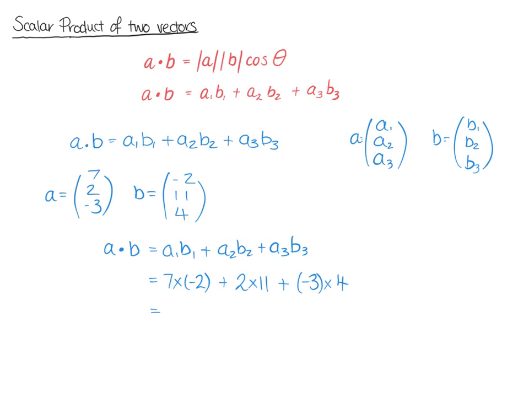So we've got 7 times minus 2, which is minus 14, plus 2 times 11, which is 22, and then we've got to plus minus 3 times 4, which is minus 12. Okay, so we have minus 14 plus 22, take away 12, which is minus 4. Okay, so the scalar product or the dot product of those two vectors is minus 4.